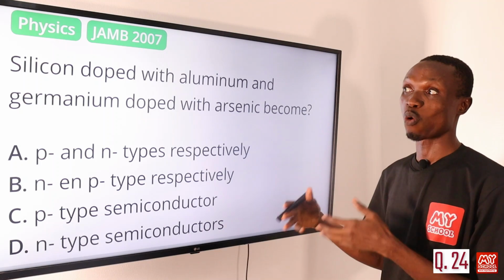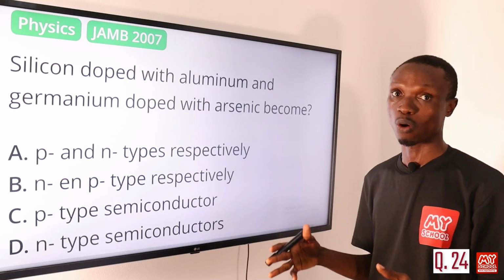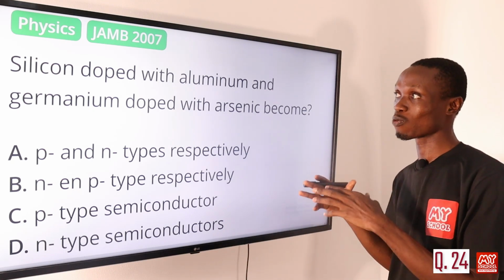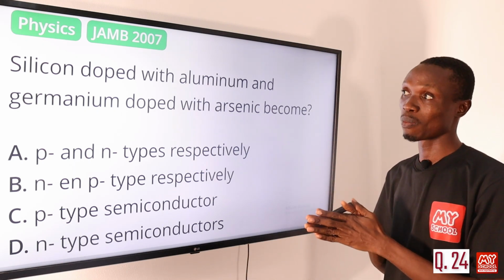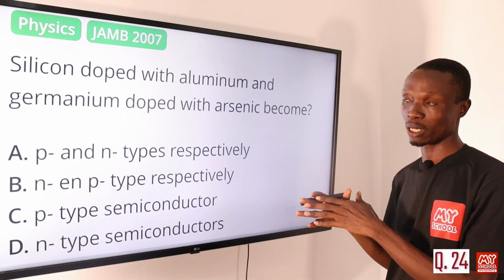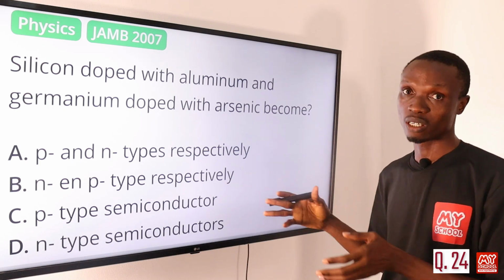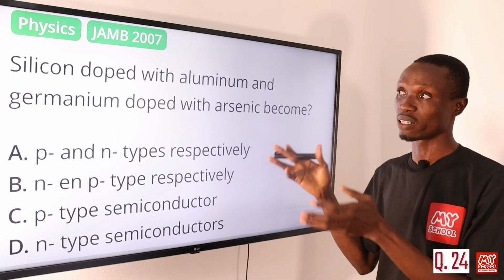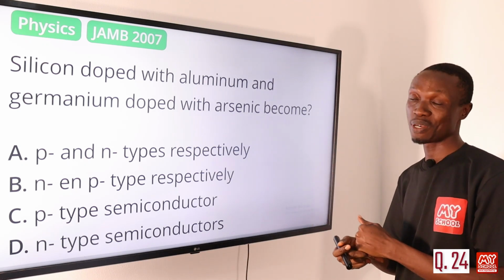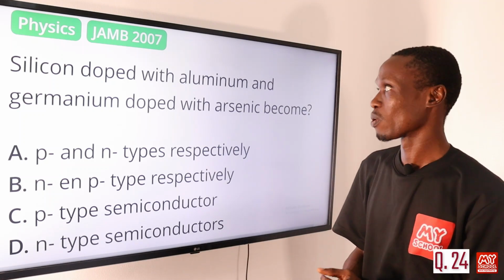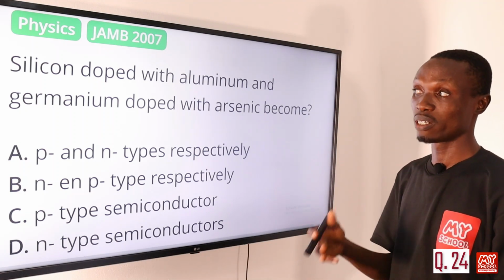Okay, so dope means to add. So when aluminium is added to silicon, what happens is that the 3 electrons from the aluminium will combine with 3 electrons from silicon, leaving 1 electron, and that will lead to the creation of holes on the semiconductor material. Now that hole that is created becomes the charge carrier, leading to the production of P-type semiconductor.